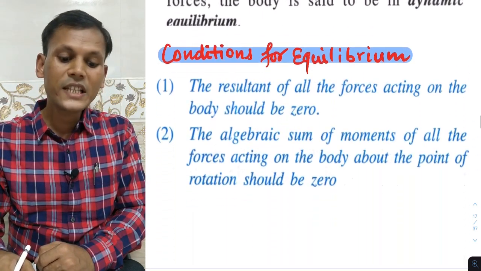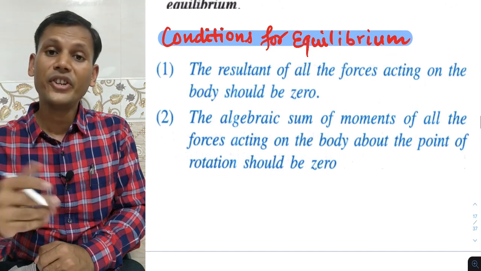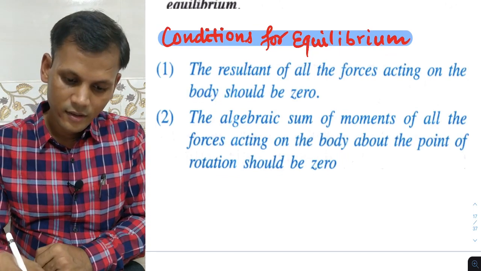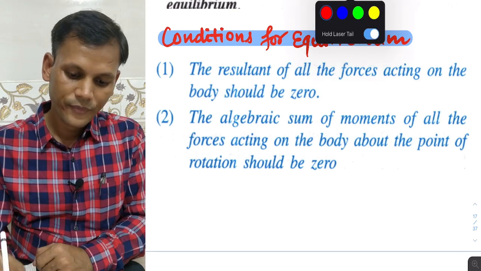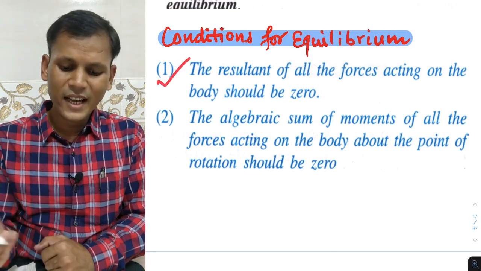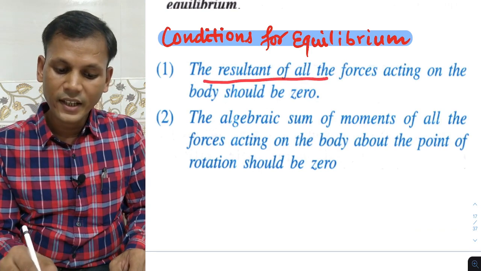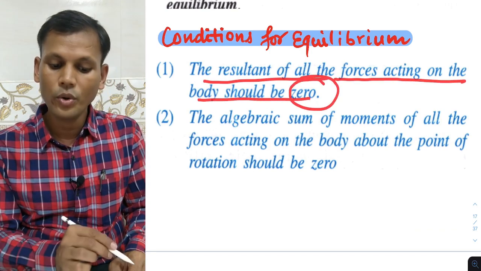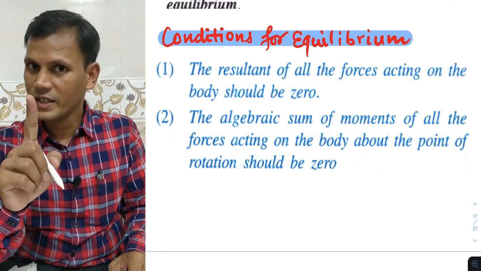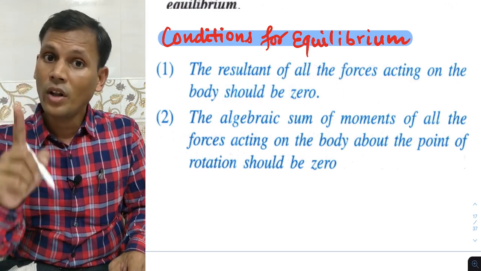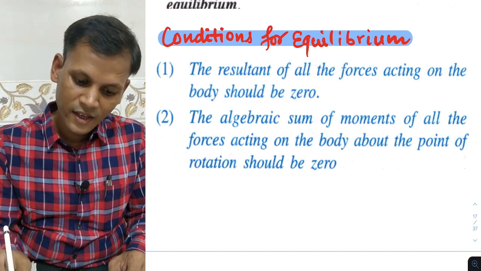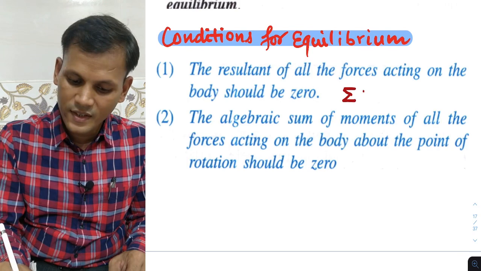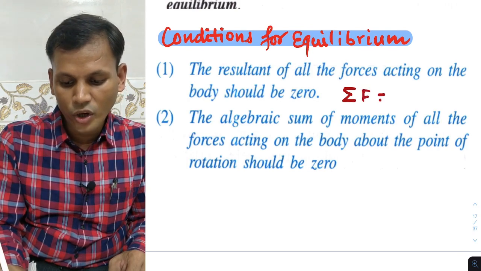Now, conditions for equilibrium. What are the conditions for equilibrium? There are two conditions. One I have already mentioned: the resultant of all the forces acting on the body should be 0. The first condition is the sum of all the forces. In a simple way I can write it as summation of F, that is, the sum of all the forces on the body is 0.